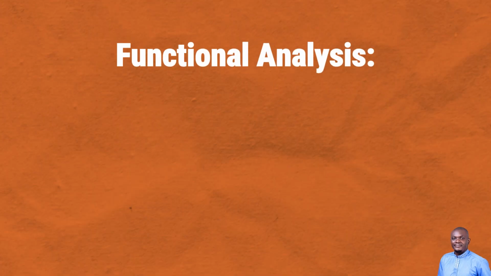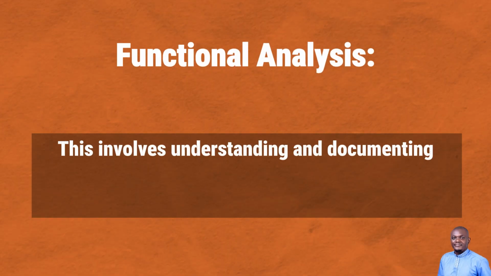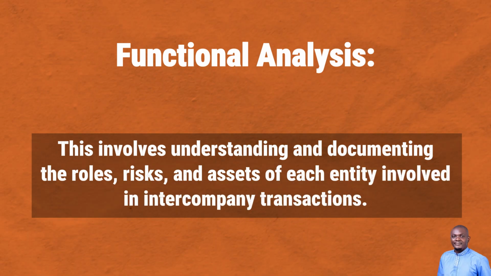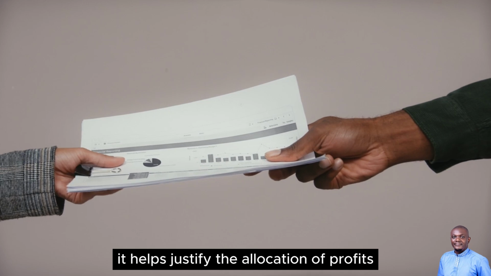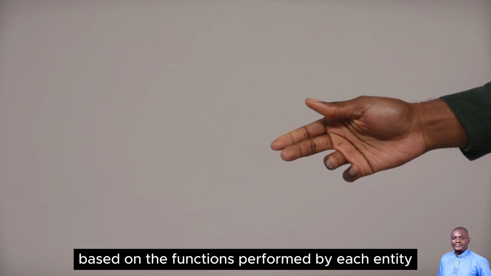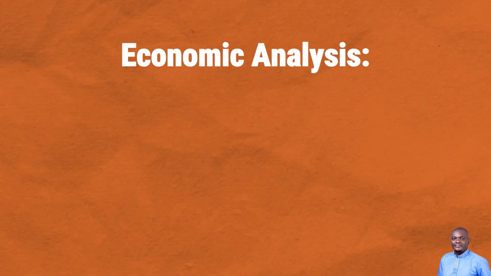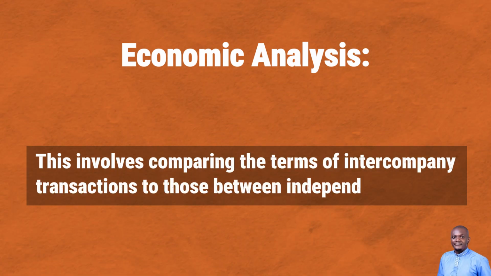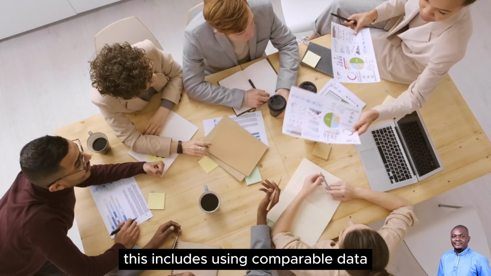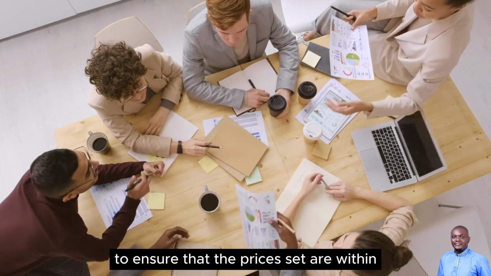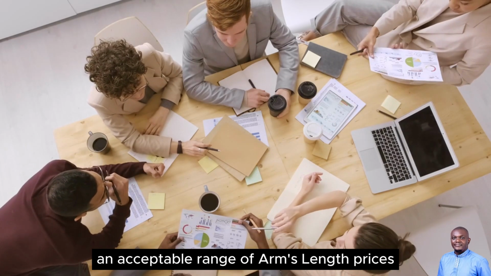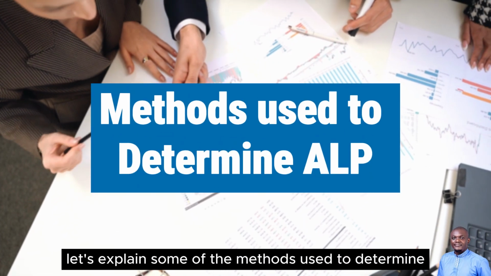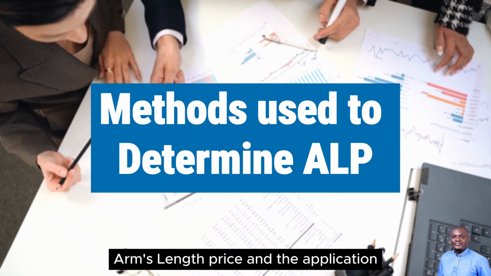Functional analysis. This involves understanding and documenting the roles, risks, and assets of each entity involved in intercompany transactions. It helps justify the allocation of profits based on the functions performed by each entity. Economic analysis. This involves comparing the terms of intercompany transactions to those between independent parties. This includes using comparable data to ensure that the prices set are within an acceptable range of arm's length prices. Now, let's explain some of the methods used to determine arm's length price and their application.